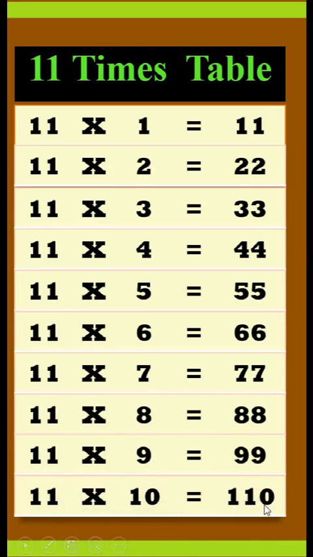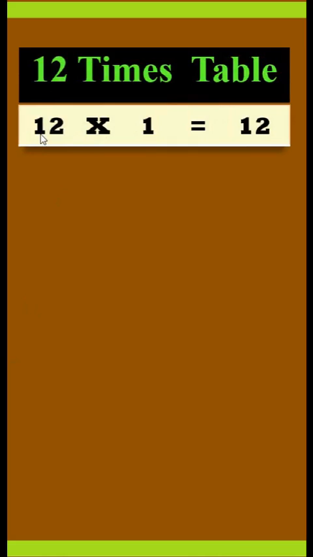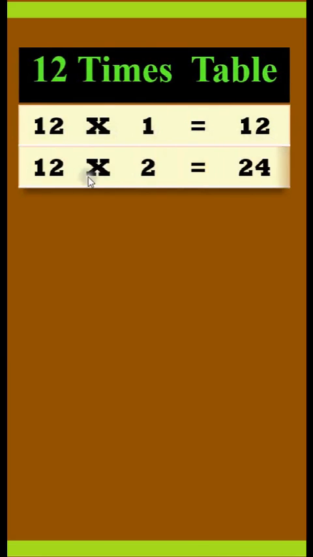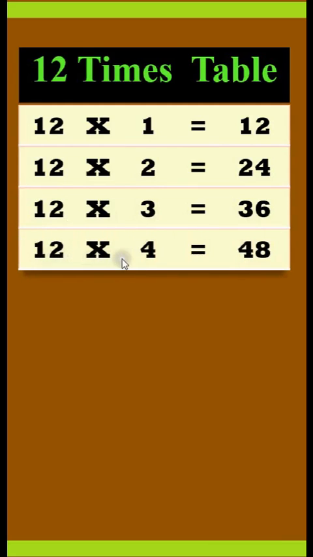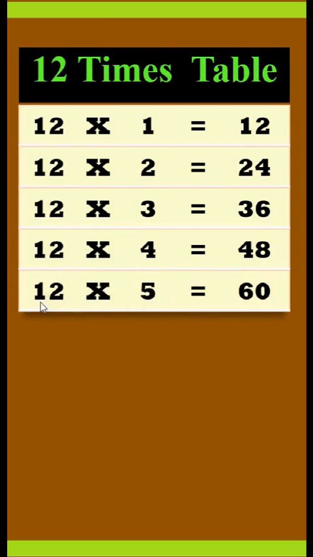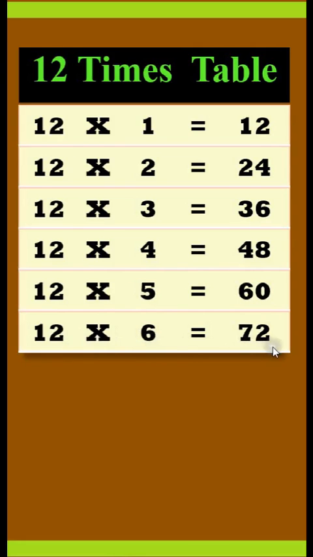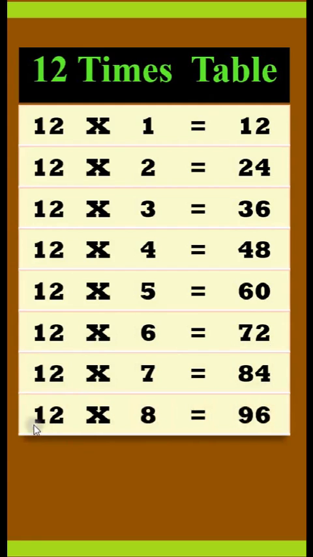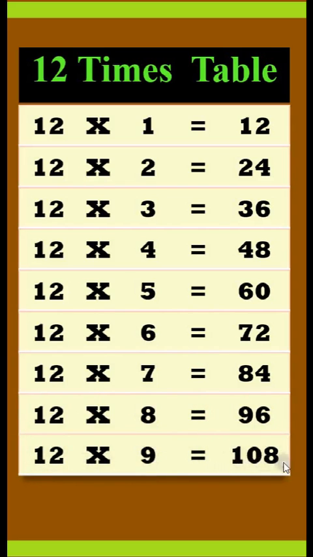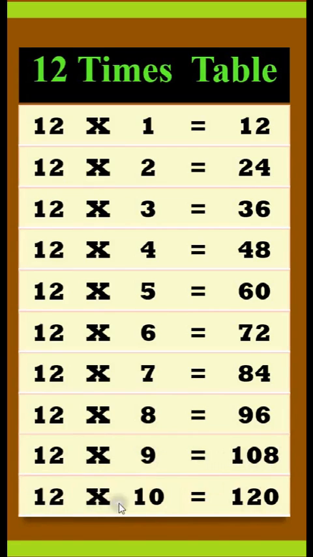110. 12 times table. 12 times 1 is 12. 12 times 2 is 24. 12 times 3 is 36. 12 times 4 is 48. 12 times 5 is 60. 12 times 6 is 72. 12 times 7 is 84. 12 times 8 is 96. 12 times 9 is 108. 12 times 10 is 120.